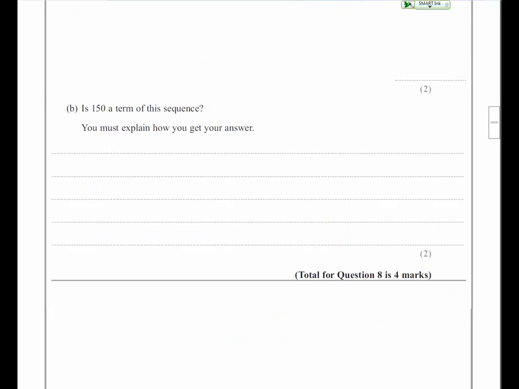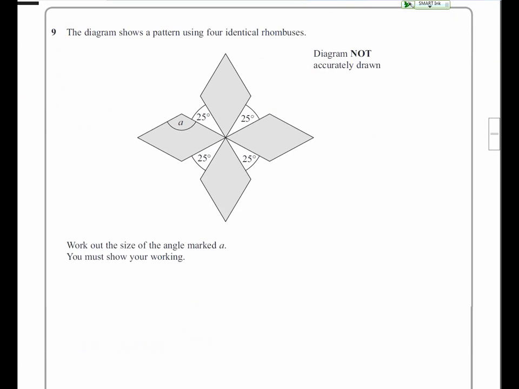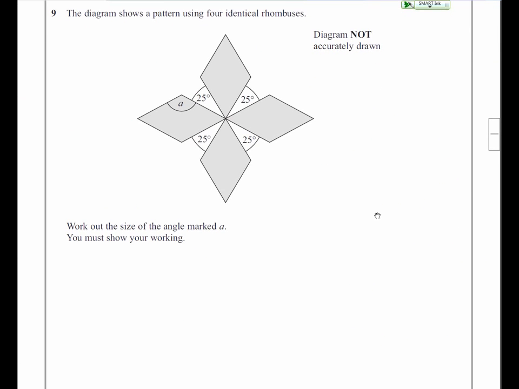Okay, clear the ink. Moving on to question 9. This looks pretty. The diagram shows a pattern using 4 identical rhombuses. Work out the size of the angle marked A. Can you see it? You must show all your working out. Well, I've never seen a question like this before. Okay, let me just take a second to think about this.